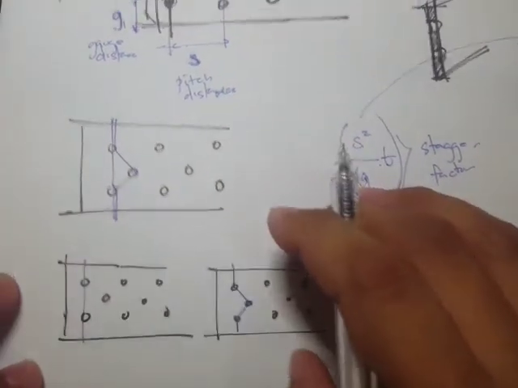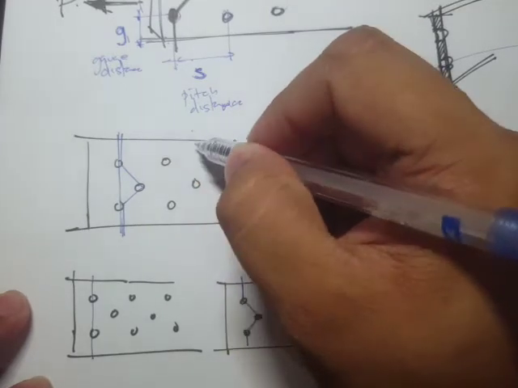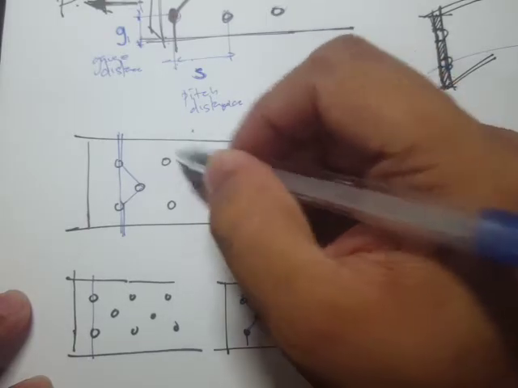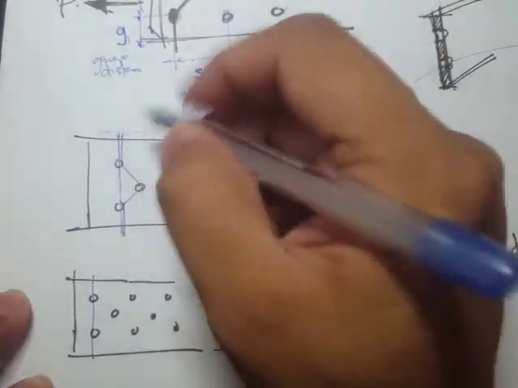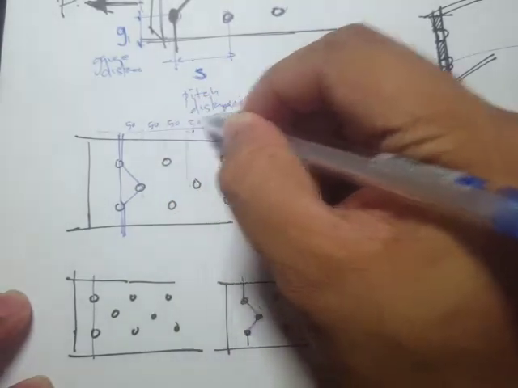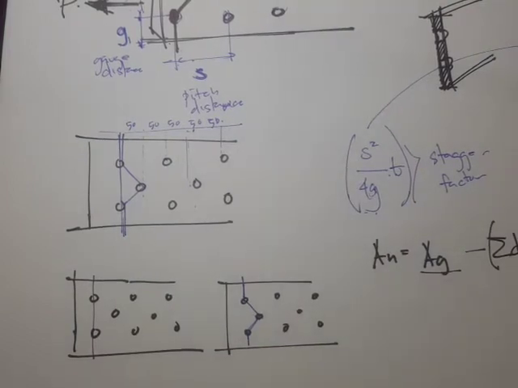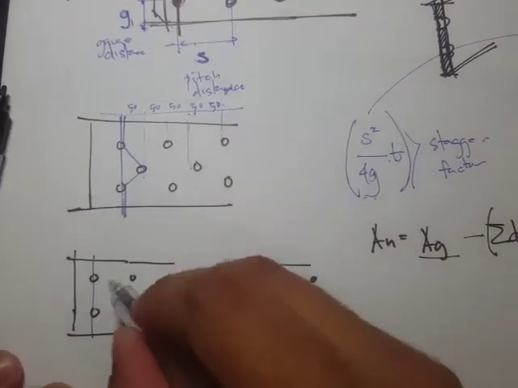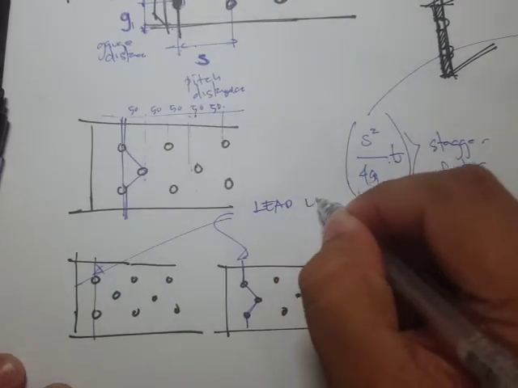So let's assume for now that in these conditions we have an equal gauge and an equal pitch distance. Let's write here, for example, we have 50 mm. So how do we know if that's going to be a failure path? Now, this would be related to the term lead line of bolts.